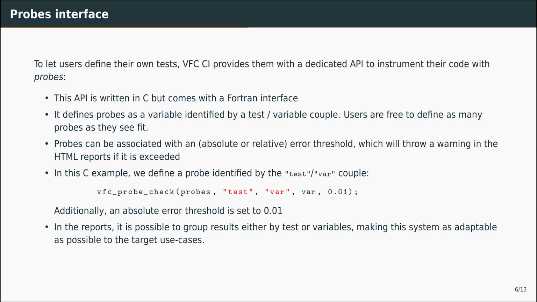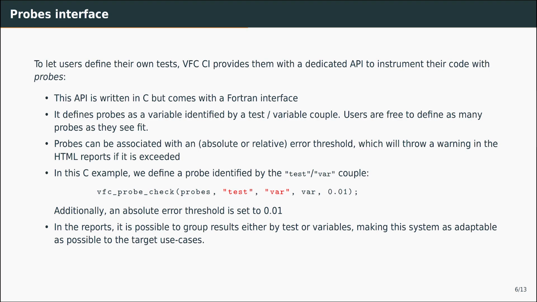Optionally, you can associate your probes with an accuracy threshold, to be flagged in the reports when they're exceeded. And so, yeah, here I've put a very simple example of a function call that would export a probe. You'll notice that the first argument is a structure that stores all your probes. And the backend is just a hash map.